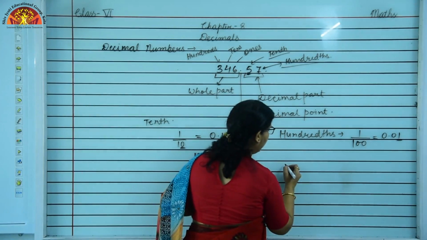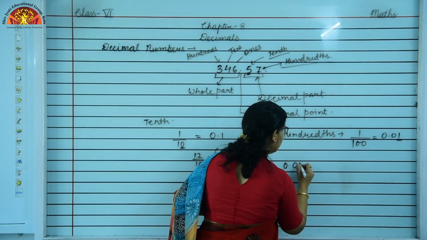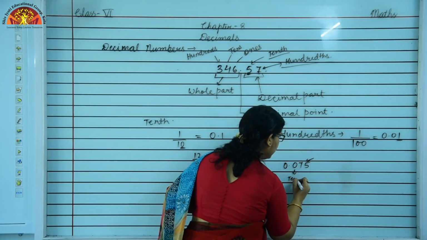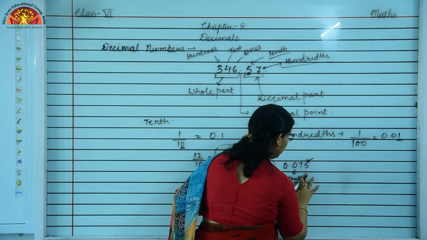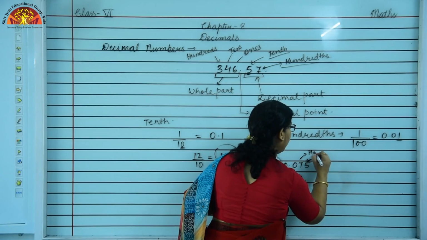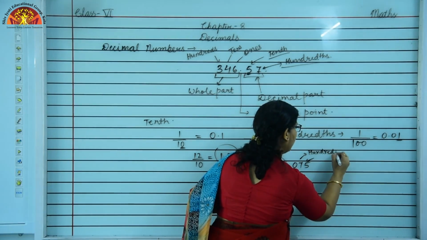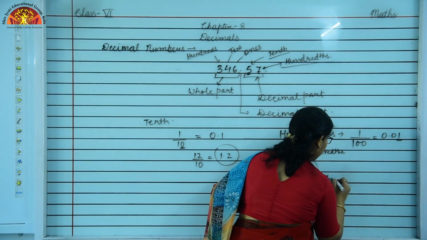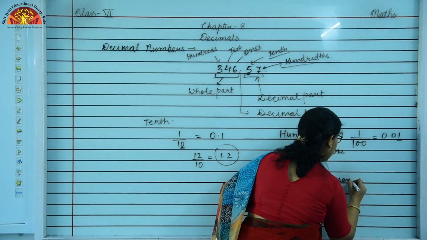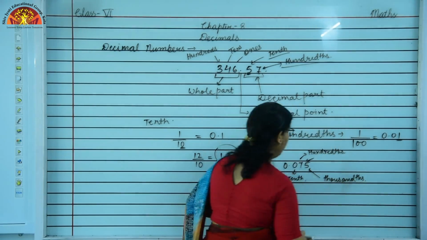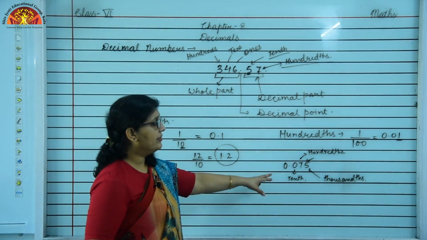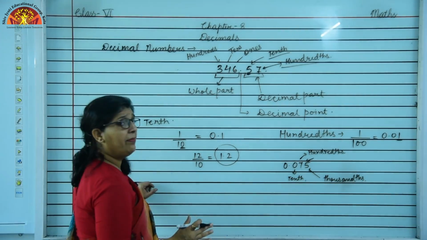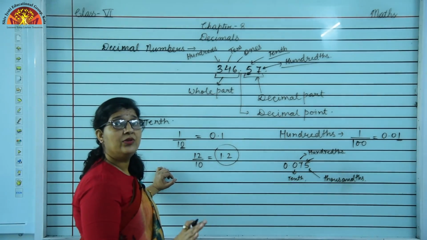Suppose we have the number 0.075. So, in this, 0 is at the tenths place, 7 is at the hundredths place and 5 is at the thousandths place. Thousandths. Understood? So, these are the place values in the decimal part. Now, how do we represent them in a place value chart?